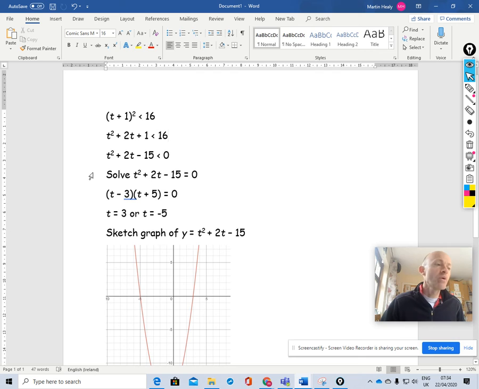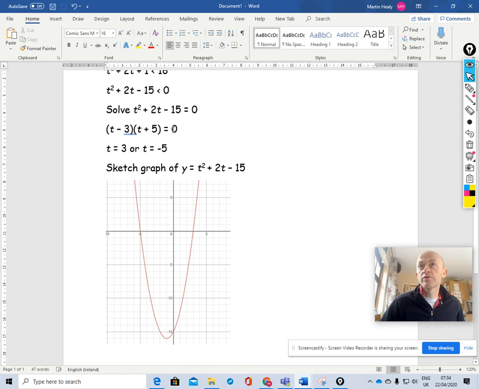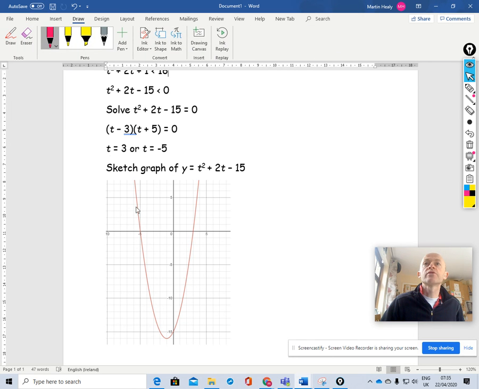You solve the equation t squared plus 2t minus 15 equals 0 after sorting this stuff out here. You factorize it, or use the quadratic formula if you want to work that out. And then we draw a sketch, and the range of values are between -5 and 3. That is where the output is less than 0 there. And I'm running out of time here, so therefore my answer is -5 less than t less than 3.